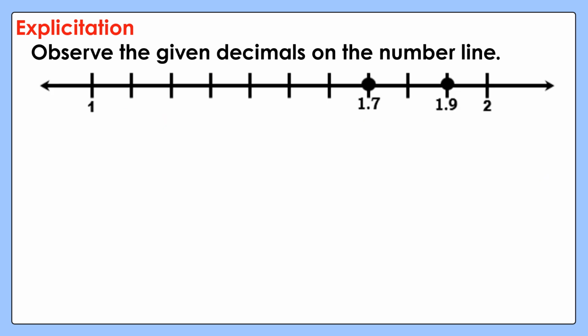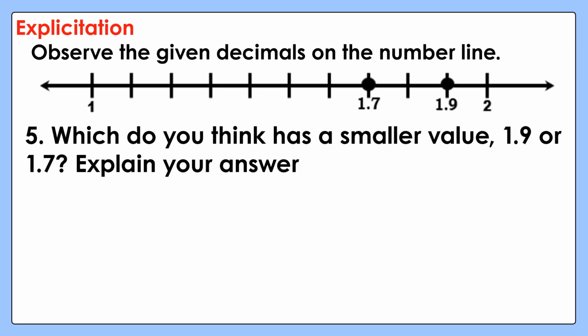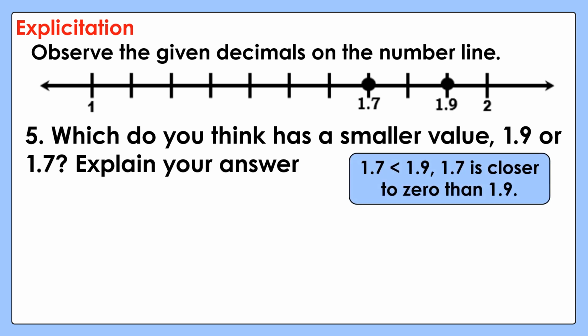Observe the given decimals on the number line. Question: which do you think has a smaller value, 1.9 or 1.7? Explain your answer. The answer, 1.7 is less than 1.9. 1.7 is closer to 0 than 1.9.